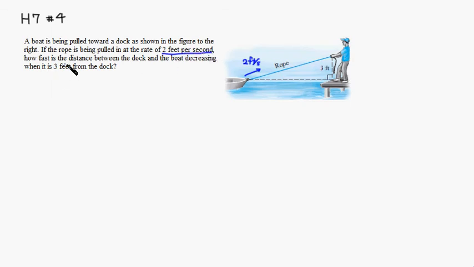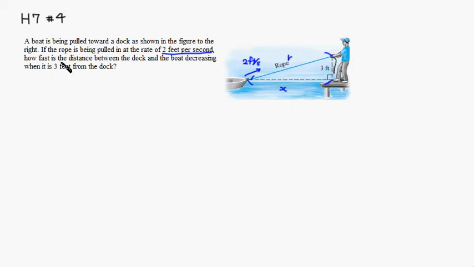How fast is the distance between the dock and the boat changing? We are interested in the rate of change of the distance from here to there. It's a horizontal distance, so I'm going to give it an x here. And the length of the rope is shrinking, so we need a variable. I'm going to say r. So here, this is r.